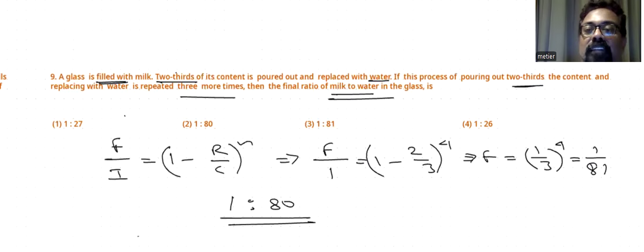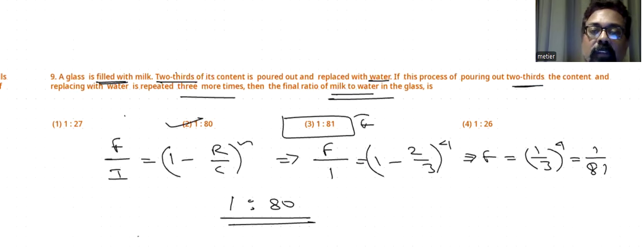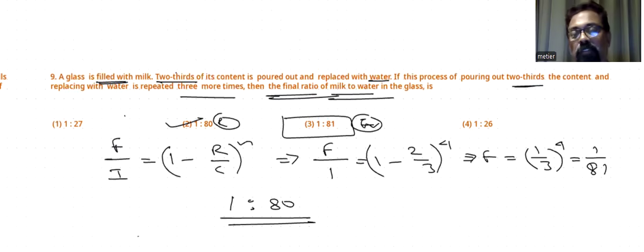That's the answer. Be careful, this option is also there. It is fraction, it is ratio. The question is ratio. Be careful, the option is also there, 1 is to 81. The question is very simple, a very basic application of the removal and replacement based formula. Last question.